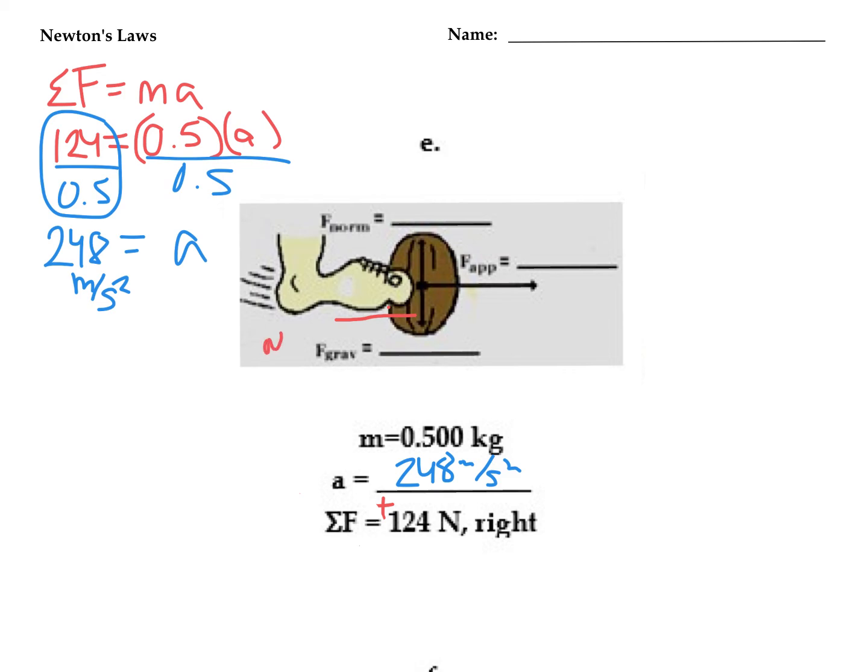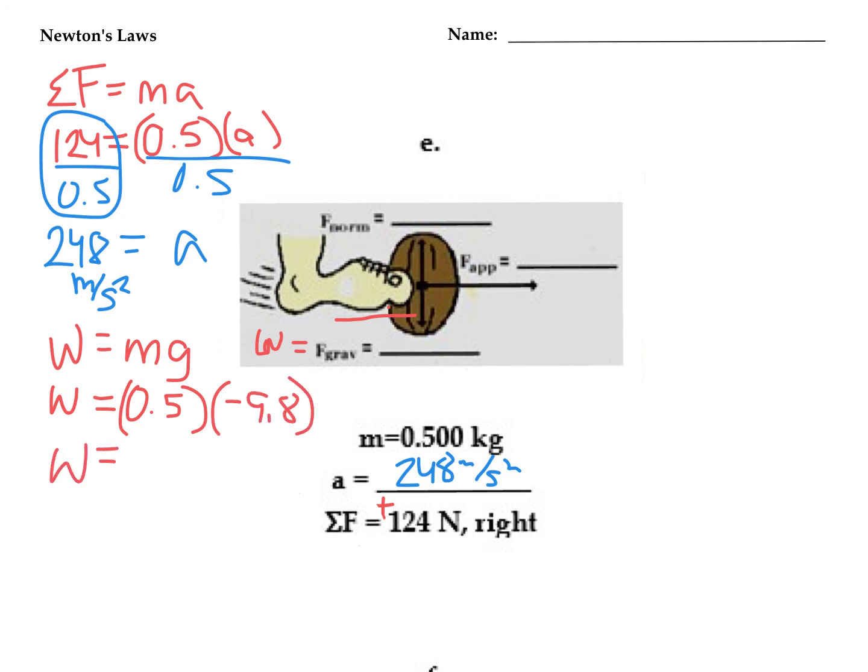Good news is the force of gravity is the same as weight. And I know that weight is equal to mass times the acceleration of gravity. So my weight is equal to my mass, which is given to me, 0.5 kilograms. Gravity's acceleration is negative 9.8. When I put that together, 1/2 times negative 9.8, I've got negative 4.9 newtons, which means negative is downwards. So here's my 4.9 newtons. I'm going to put a negative just to remind myself that it's downward.